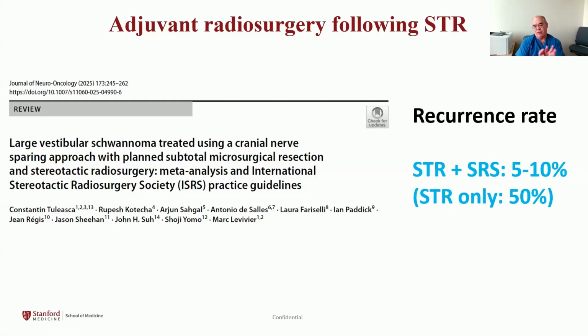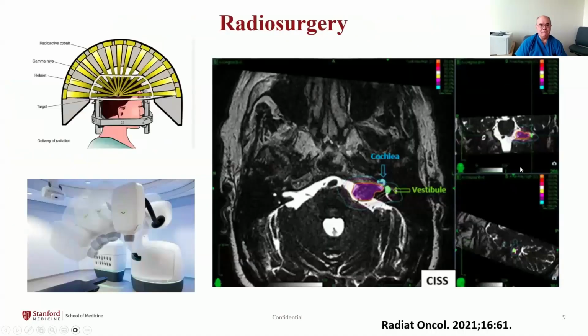So this shows that if the surgeon is not able to safely get all the tumor out, and there's a reasonable percentage there, let's say 20% of the tumor is left, it may be wise to consider upfront radiosurgery to treat that 20% remaining tumor so that it doesn't ever grow. And if you do that, you can see again a substantial improvement in the long-term control rates.